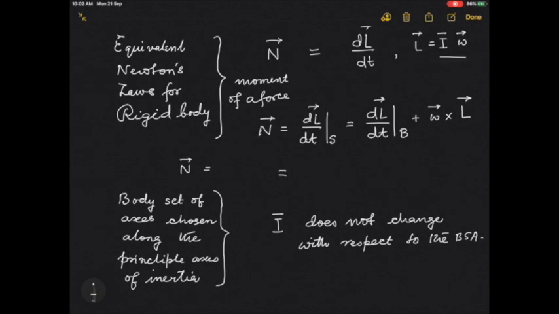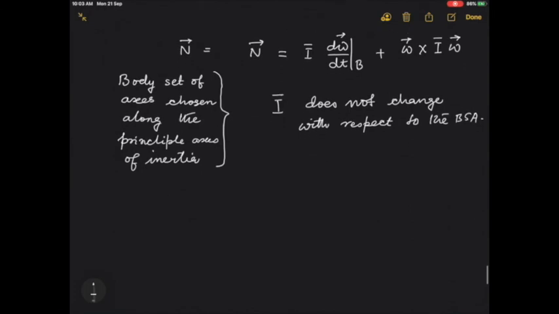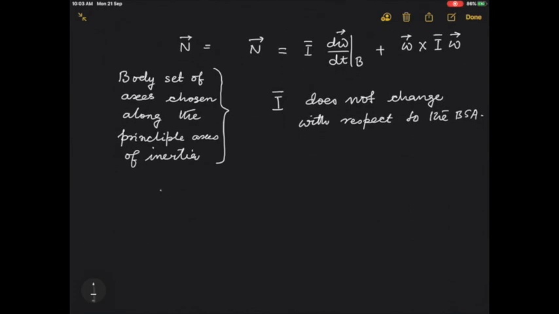The distribution of mass in the rigid body cannot change, which means when I write this dL/dt with respect to B, it will be dI omega/dt. I can now come out. So I just get I d omega/dt with respect to B. And L I can also replace by I omega. So that equation is called Euler equation.